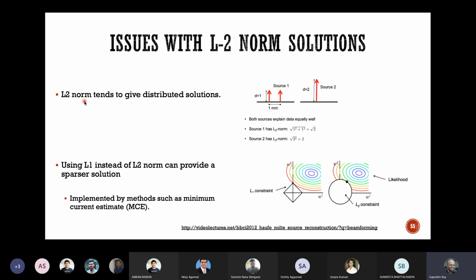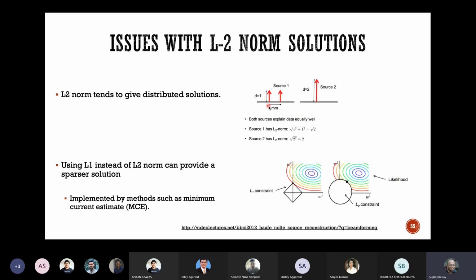So if you minimize the L2 norm, it will always give you a very distributed solution. If you have one dipole in the brain and you get some voltage distribution, and you say, find me a solution which will have minimum norm, you will never recover that one dipole back. You will get tons of very small dipoles scattered nearby. So that's not good. You're never getting a crisp solution.